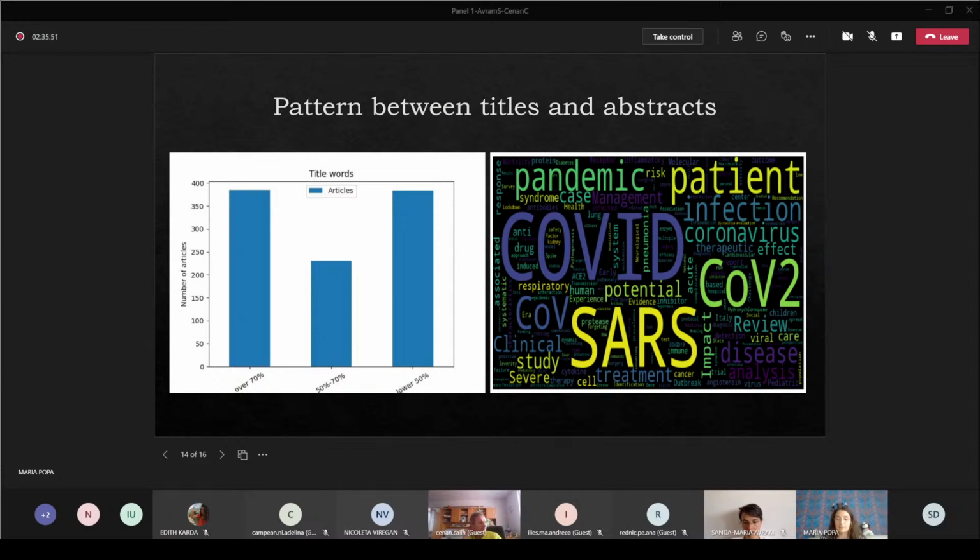And then we have all the indexed papers, which were accepted to good conferences. So it is interesting to see if there is any pattern between the titles and the abstracts, because one key point when an article is reviewed is the title. So we analyzed the titles and the abstracts, and we computed the word cloud for the title words, and we saw that a lot of titles contain COVID, SARS, or COV-DOI. And apart from this, it was interesting to analyze how many words from the titles are included in abstracts.